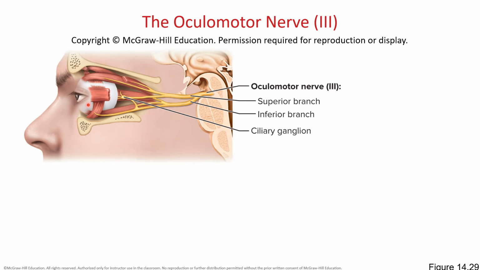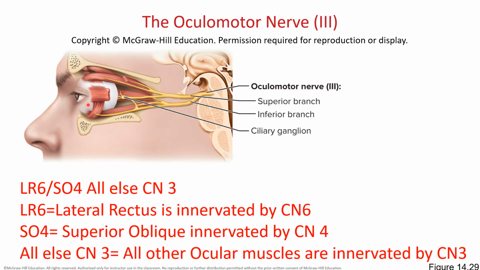So I'm just going to go over a few different ways to remember the cranial nerves that control the ocular muscles. So here's a mnemonic that I teach students so that they can keep this all straight. LR6, SO4, all else cranial nerve 3. So this is telling you that LR6 stands for lateral rectus. The lateral rectus, which is an ocular muscle, is innervated by cranial nerve 6.